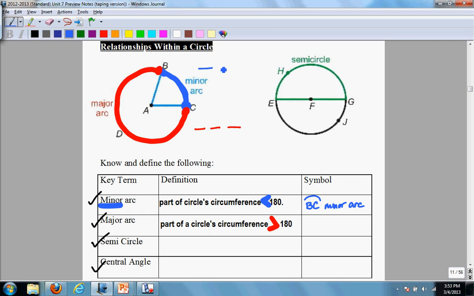So remember, for a minor arc, we use 2 letters. BC arc, that's a minor arc. For a major arc, we must use 3 letters. Let me give you several names. We started at B, and we're going to go this way, so we could call this the major arc, that big red, BDC. That would be a major arc. But I could also go the other way back around. I could also call that arc CDB and go this way. That names the same arc.